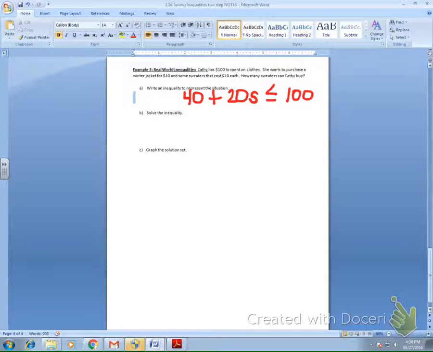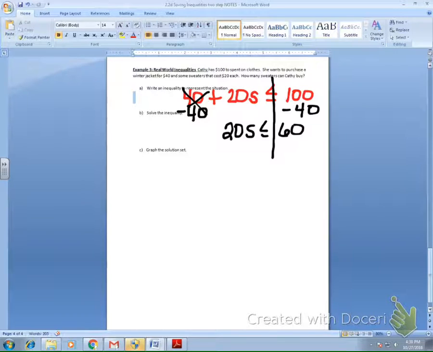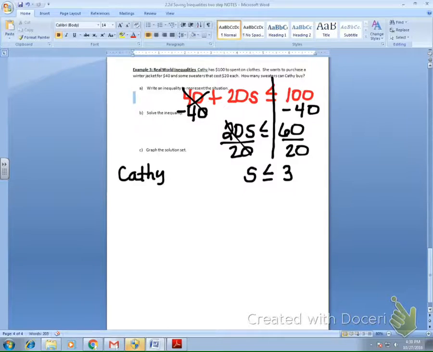Alright, then my next task says solve the inequality. So I'm going to separate my variable terms and my constants. I'm going to start on the side that has the variable, and then I'm going to undo addition. So I have 20s is less than or equal to 100 minus 40, which is 60. Then I need to get the s by itself, so I divide both sides by 20. So s is less than or equal to 3. S stands for sweaters, so my solution is Kathy can buy 3 or fewer sweaters.